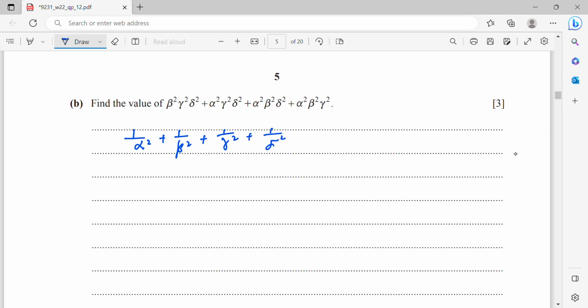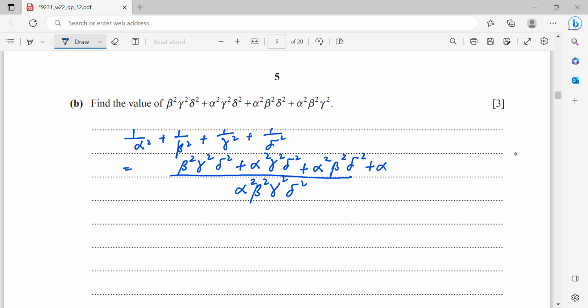So when we do the expansion for this, it will be over alpha squared, beta squared, gamma squared, delta squared. So make all of these the same denominator. So it will be beta squared, gamma squared, delta squared, plus alpha squared, gamma squared, delta squared, plus alpha squared, beta squared, delta squared, plus alpha squared, beta squared, gamma squared. So now the numerator is the expression, the value that you need to find.